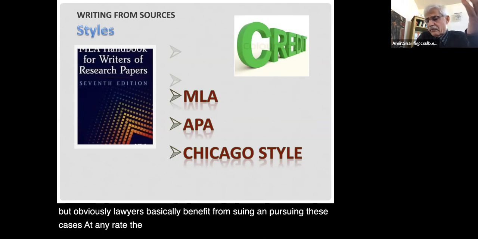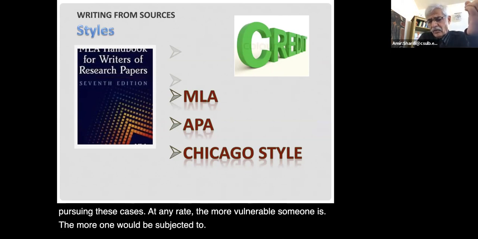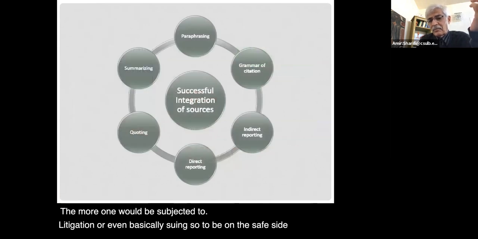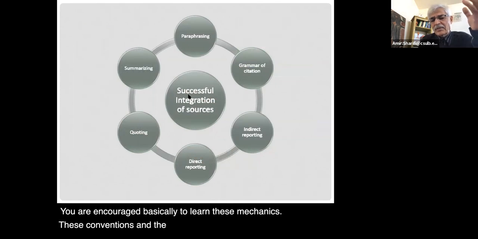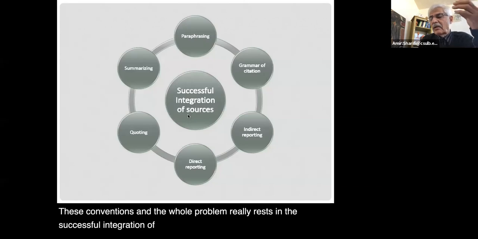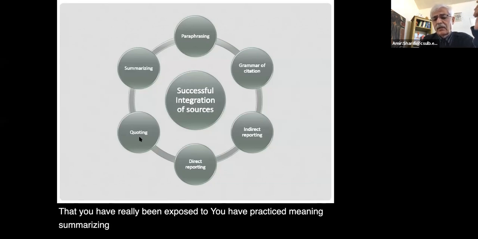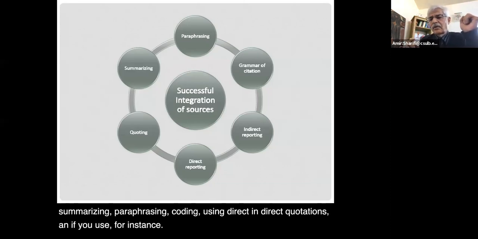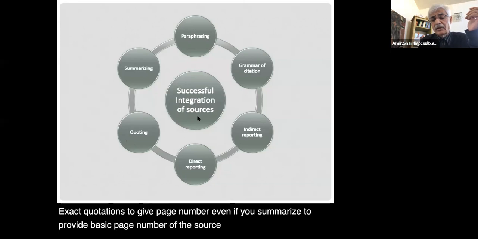At any rate, the more vulnerable someone is, the more one would be subjected to litigation or even suing. So to be on the safe side, you're encouraged to learn these mechanics, these conventions. The whole problem rests in the successful integration of sources and your ability to know some fundamental academic skills that you have been exposed to and have practiced: summarizing, paraphrasing, coding, using direct and indirect quotations. If you use exact quotations, give the page number, and even if you summarize, provide the page number of the source from which the information is derived.